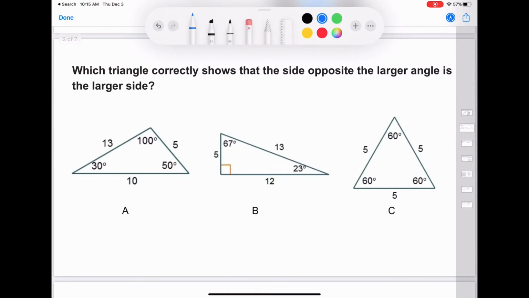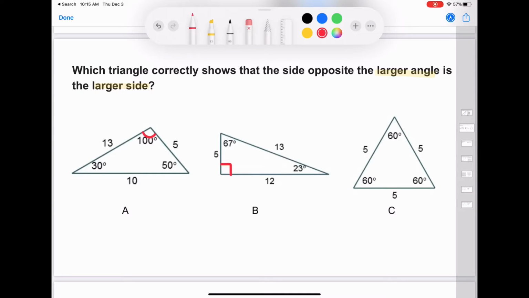This problem states, which triangle correctly shows that the side opposite the largest angle is the longer side? So the side opposite the largest angle is the longest side. So what we want to do in this instance is identify the largest angle in every instance. Actually, I'll mark that as it is shown, so we just remember that it is a right angle. And all of these are the same.